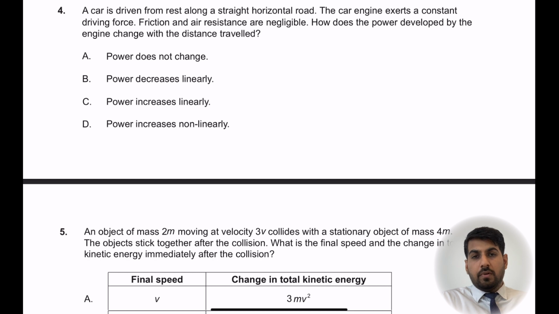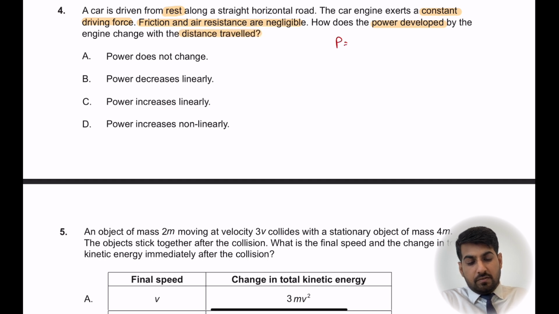Question number 4. A car is driven from rest. Okay, so initial velocity is rest. Along a straight road, the car engine exerts a constant driving force. Friction and air resistance are negligible. How does the power developed by the engine change with the distance traveled?